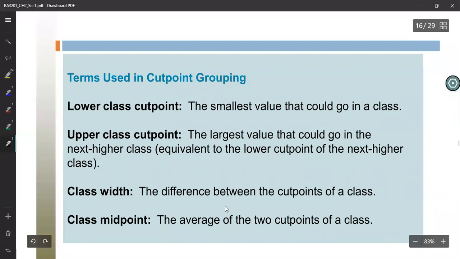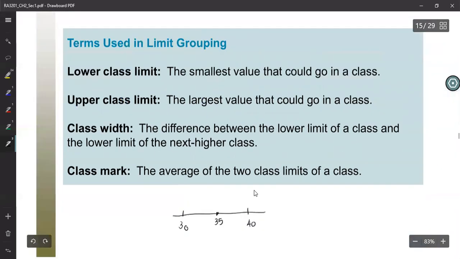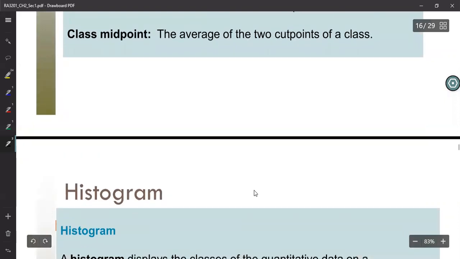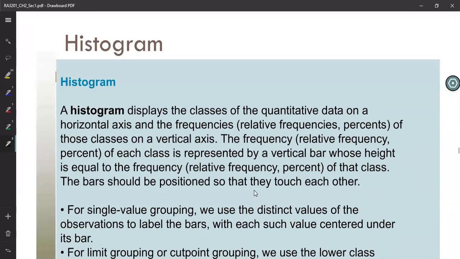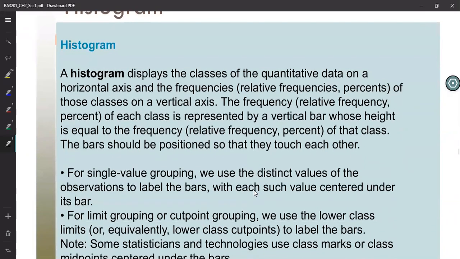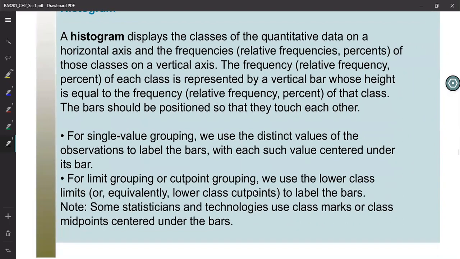Then the class width is the difference between the cut points, and the class midpoint is the average of the two cut points. Now it is the same thing but written in two different ways, because it depends on the way you draw your histogram. If you look at a software, they have these two options, whether you use the midpoints or the class width. I'll show you when we do practicals, how to figure it out. Anyway, using either way, you can draw the histogram.